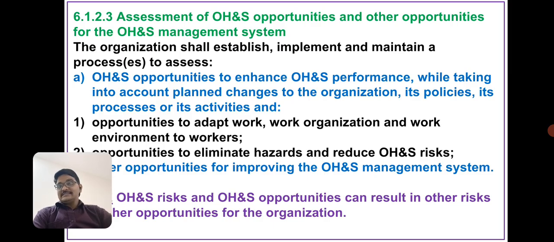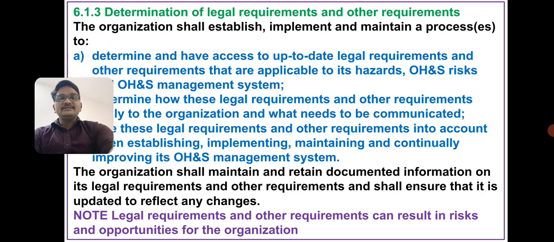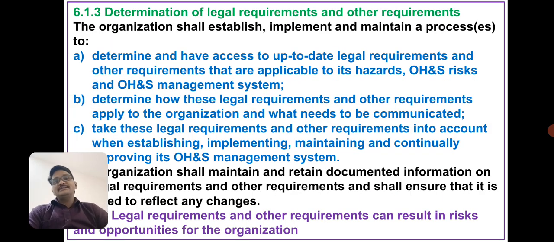For this, the organization shall establish, implement, and maintain processes to assess OHS opportunity to enhance OHS performance while taking into account planned changes to the organization, its policy, its process, its activity. And next is opportunity for improving the OHS management system. Now the next subclause is 6.1.3, that is determination of legal requirement and other requirement.